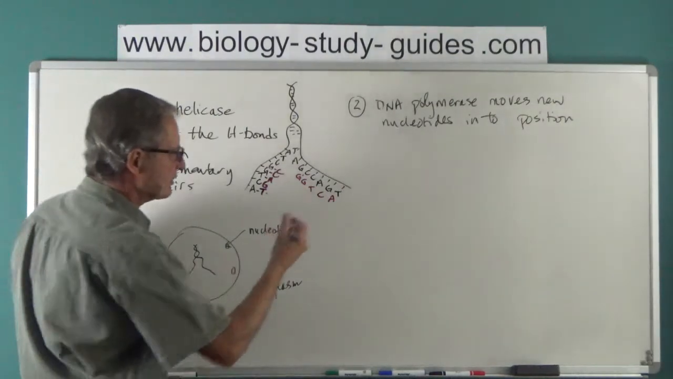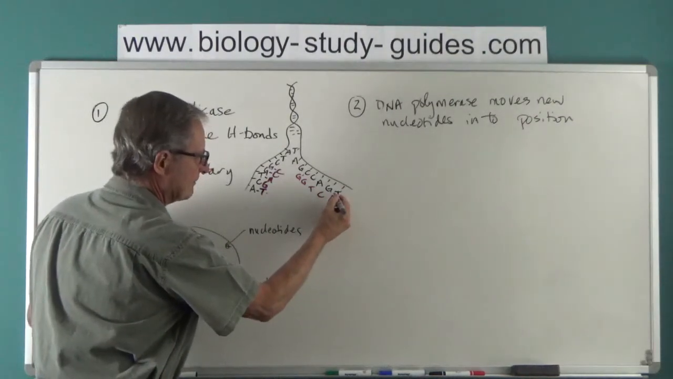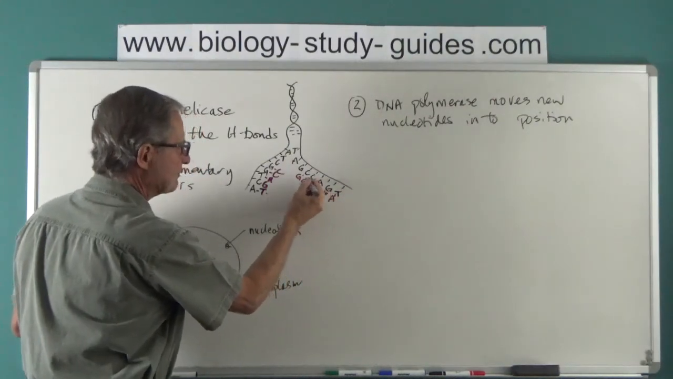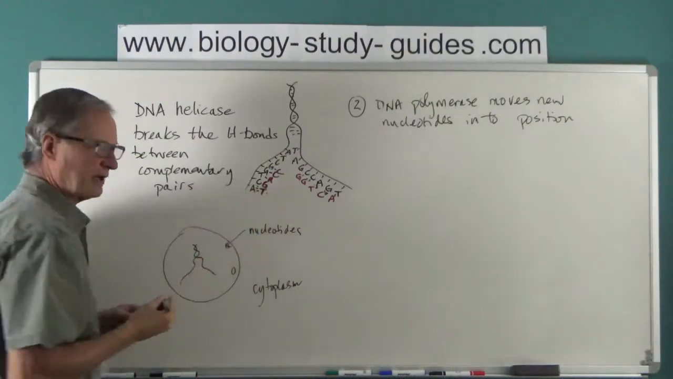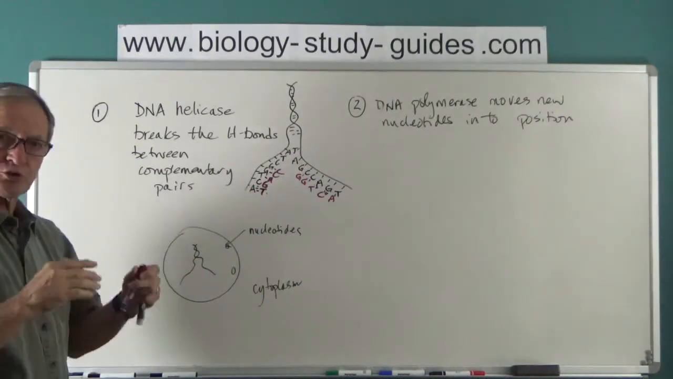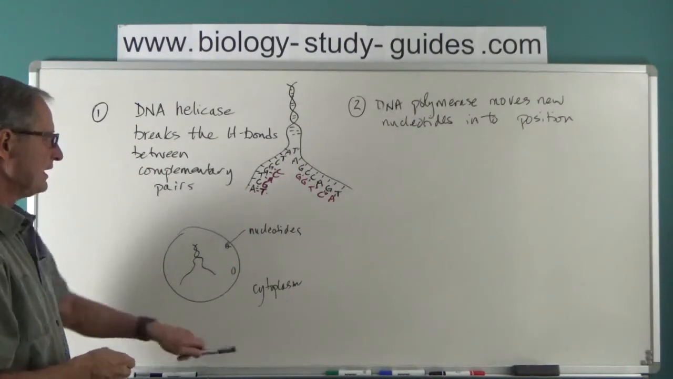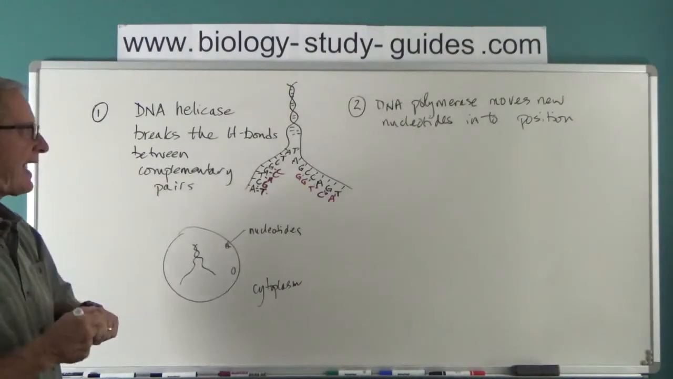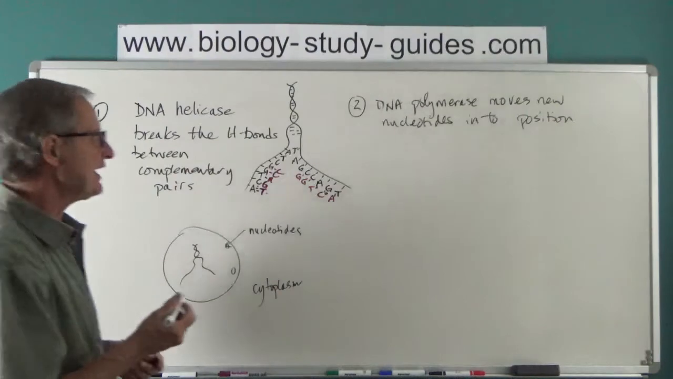And they form hydrogen bonds. So remember, there's 2 hydrogen bonds here, there's 3 hydrogen bonds there, there's 3 there, there's 2 there, and so on, because of the dipoles which line up properly. That's step 2. The third thing that happens involves a different DNA polymerase.